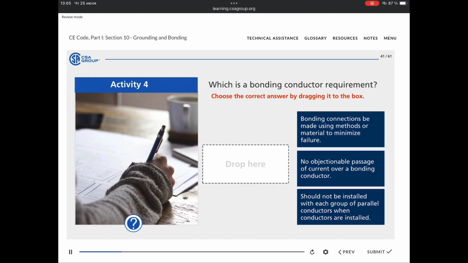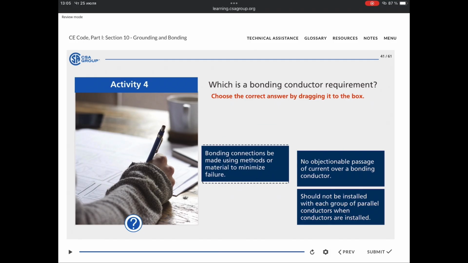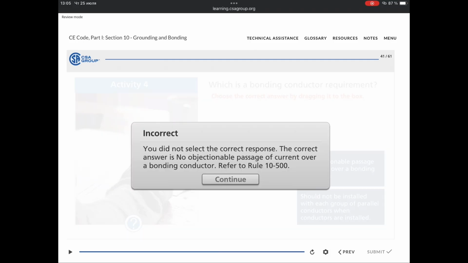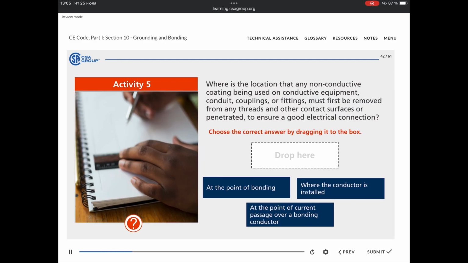Here is a short activity to apply what you just learned. Enter your response and select Submit. Time for an activity. Choose your response and then select Submit.